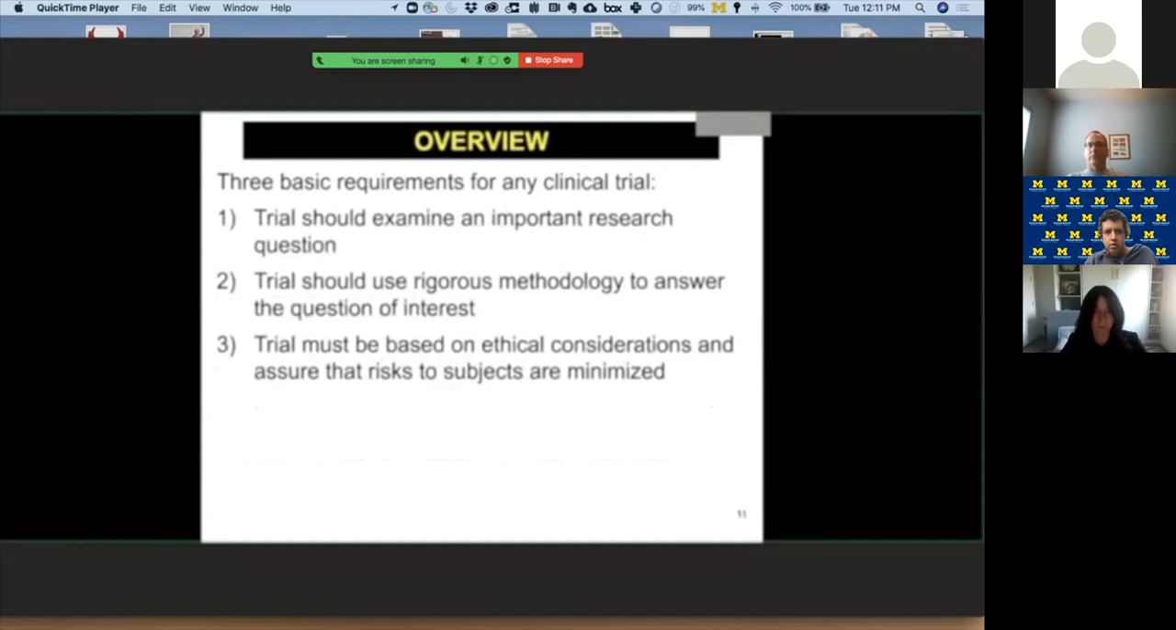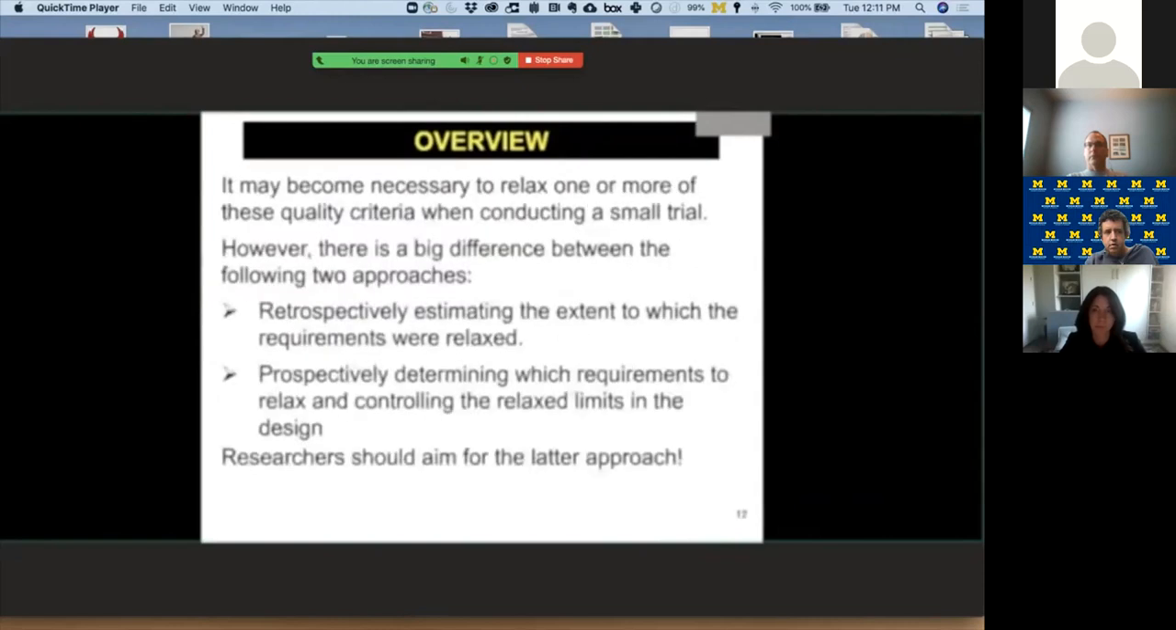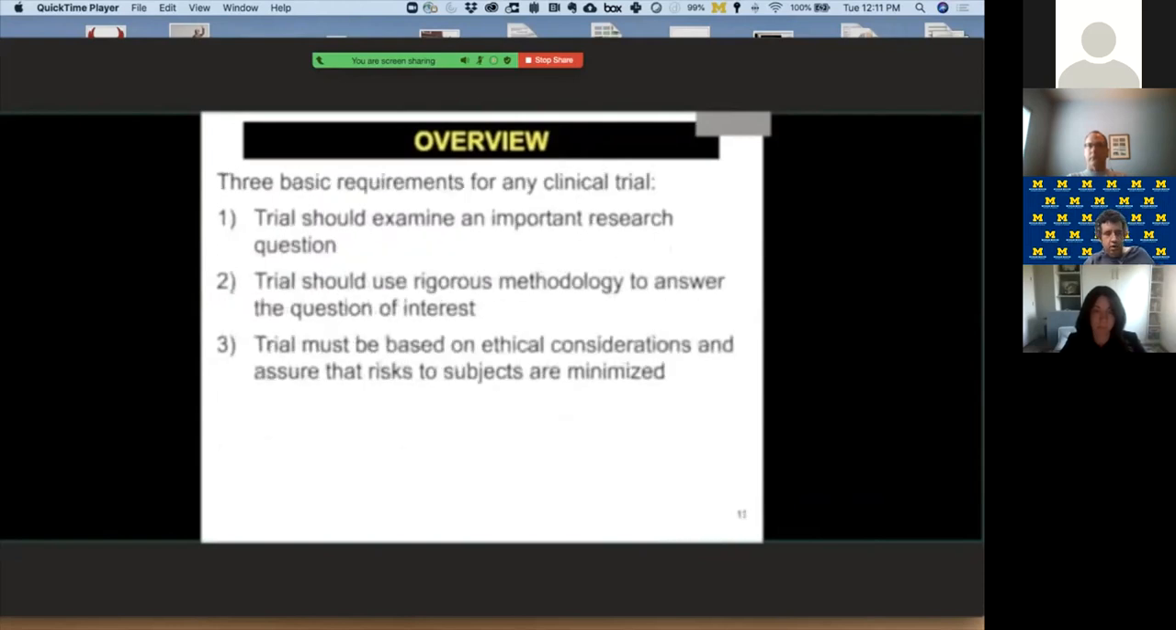What's the important research question? Are you using a rigorous methodology, and does it have adequate ethical considerations to ensure that the risks to the subjects are minimized? Those are all requirements for any clinical trial, but often in the small sample size trial issue, you may have to relax one or more of these. So you may have to consider more risk. You may have to use a slightly less rigorous methodology. You may have to relax your criteria for declaring significance.